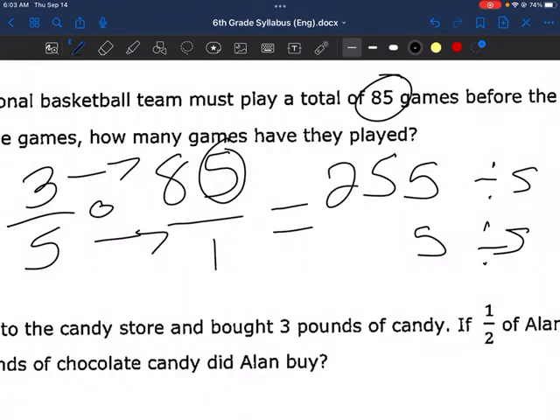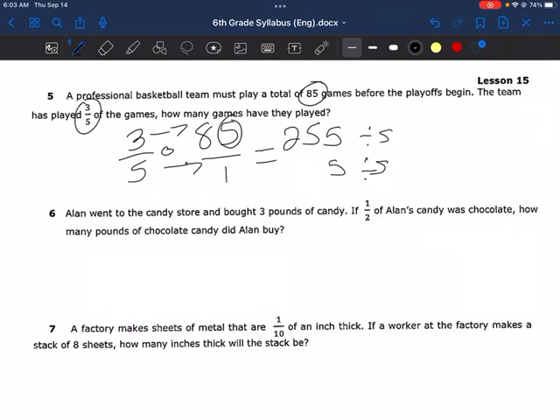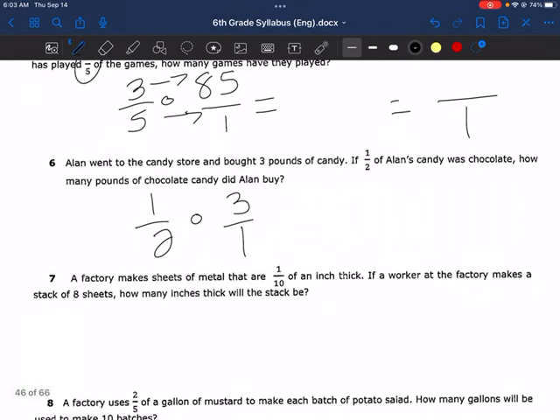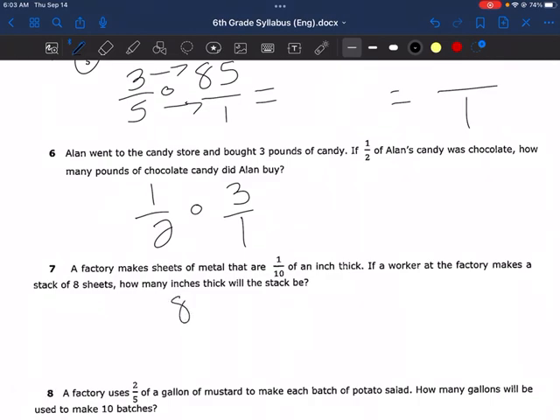Now, I went to the candy store and bought 3 pounds of candy. If half of Alan's candy was chocolate, so that's going to be easy, chicos. Half times 3. Remember to put a little 1 under it. Put a little 1 under it. Sorry about that. Ahora, this is something like a little extra just to test you guys.